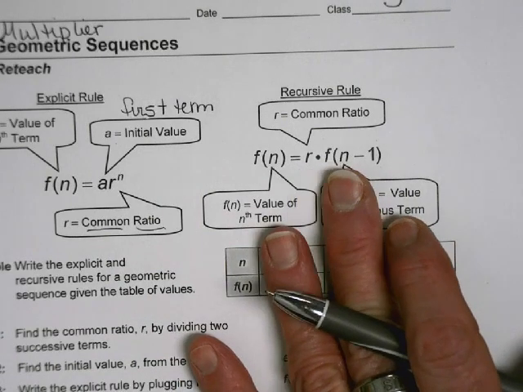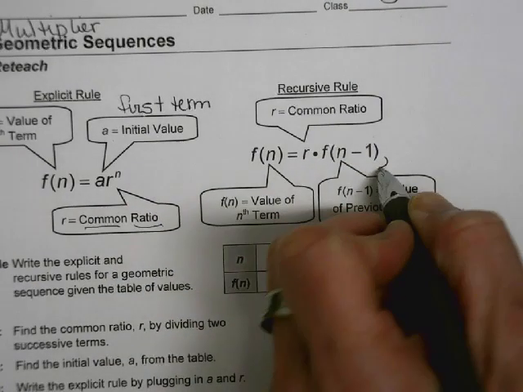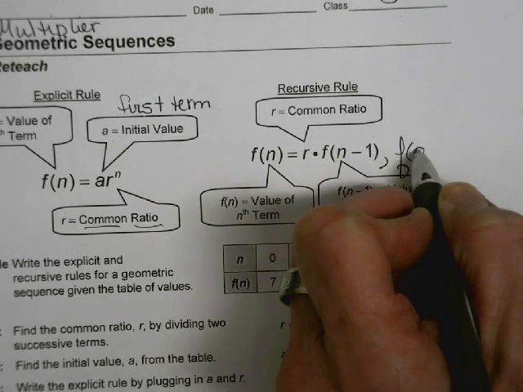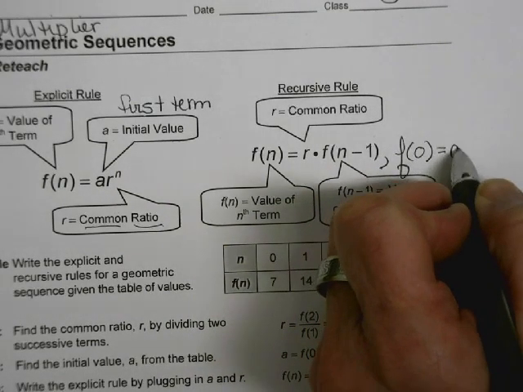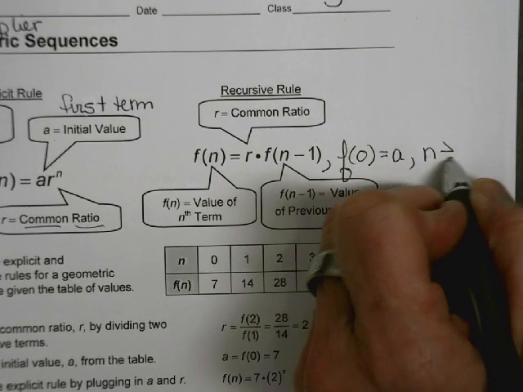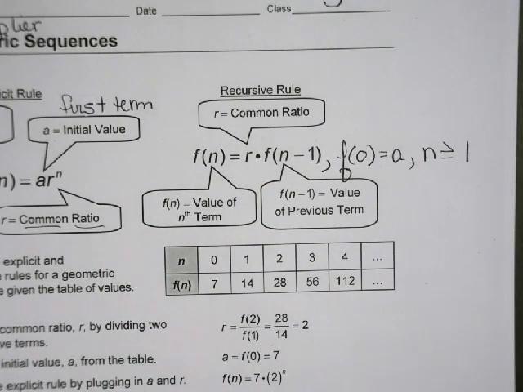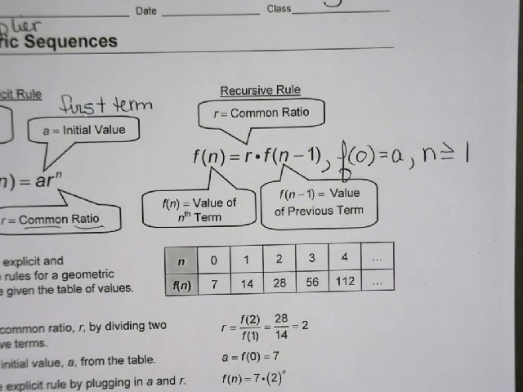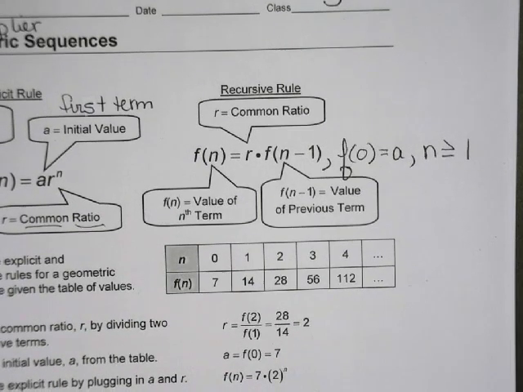So the recursive rule looks about the same as the other rule as far as having an f of n minus 1, but you also have to say what f of 0 is, and then you have to say what n is greater than or equal to. So you got all that in the recursive rule.